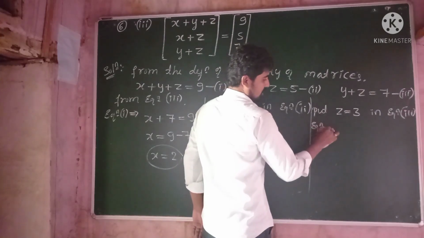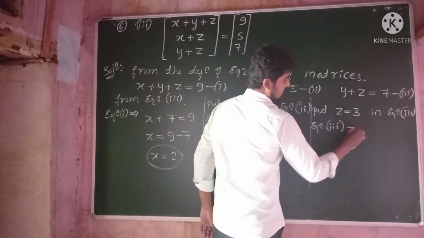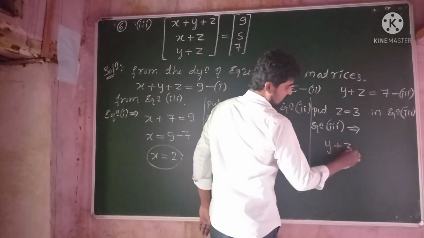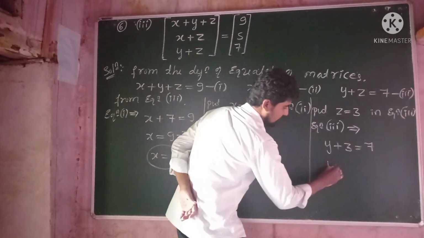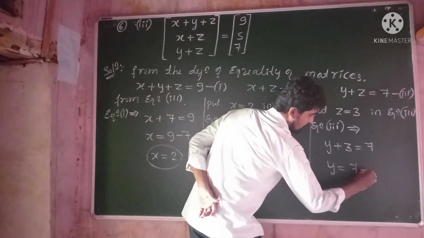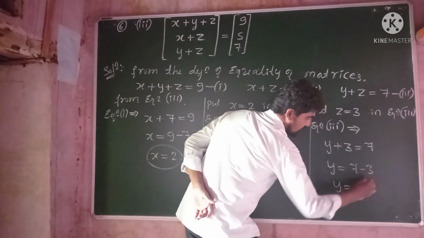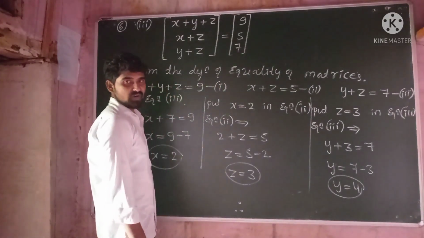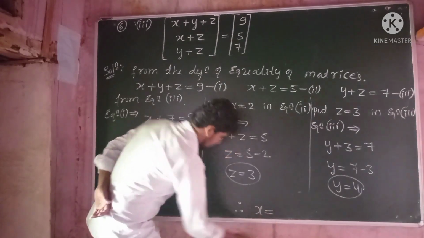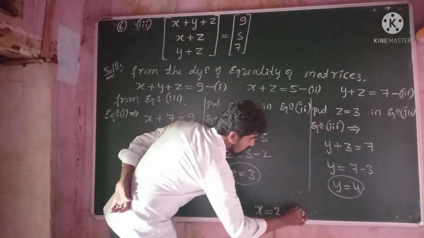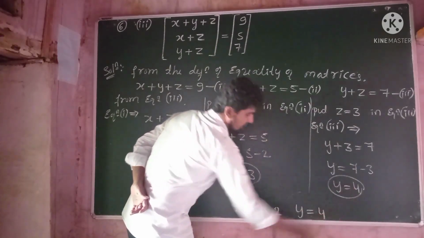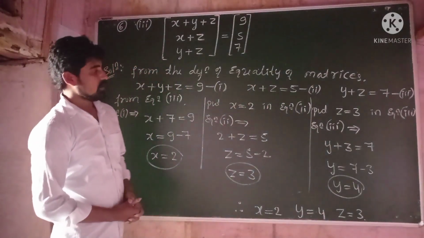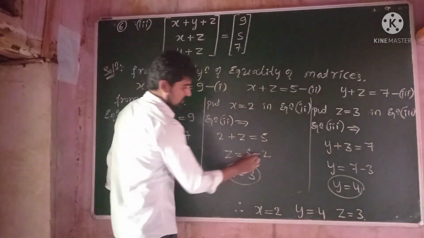Therefore, equation 3 implies y is unknown as it is plus the value of z is 3, which is equal to 7. Therefore, y is equal to 7 minus 3, which is equal to 4. Therefore, the required values of x, y and z, x is equal to 2, y is equal to 4 and z is equal to 3. I hope all of you understood. If possible, take a note.